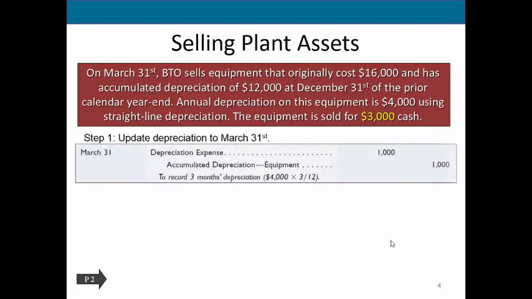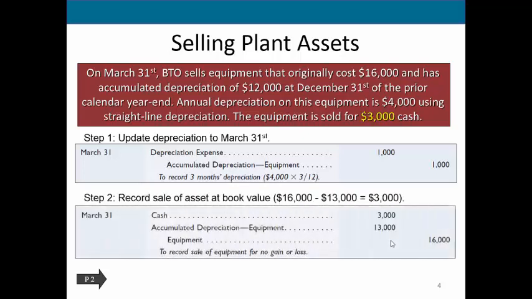So now what happens if we sell a plant asset? We have equipment that originally cost $16,000 and it had accumulated depreciation of $12,000 at the end of the prior year. Annual depreciation of this equipment is $4,000 using straight line depreciation. And so we are going to sell this equipment for $3,000. And we're doing this on March 31st.